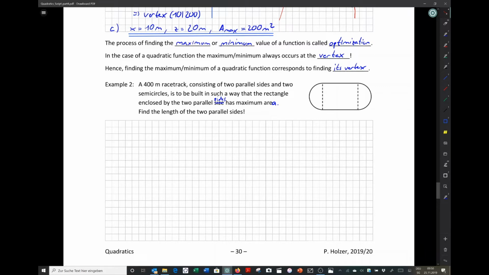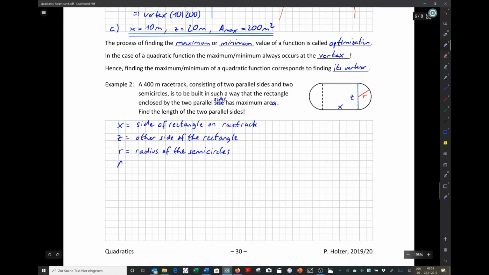The first step now is to decide what x is. Let us use as x the side of the rectangle on the racetrack. Let us call the other side z. In order to describe our total racetrack, we'll need additionally the radius of the semicircles, which is drawn here in red, and we actually see immediately it's half of the side z. The area of the rectangle is just x times z.